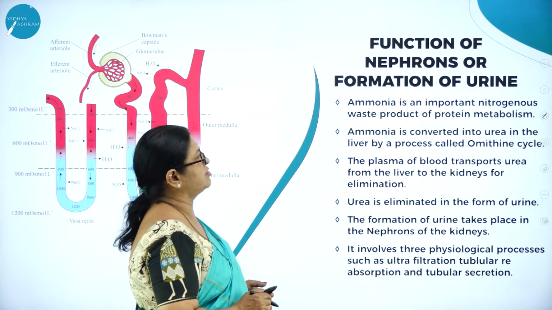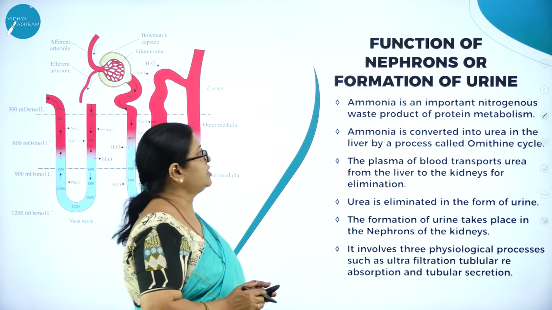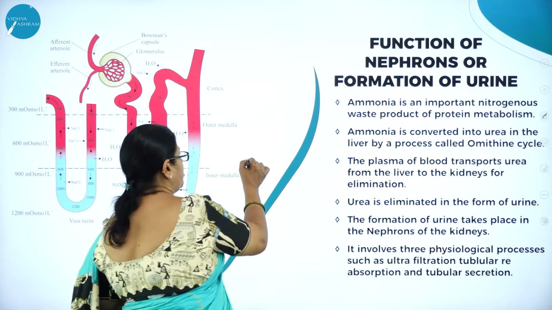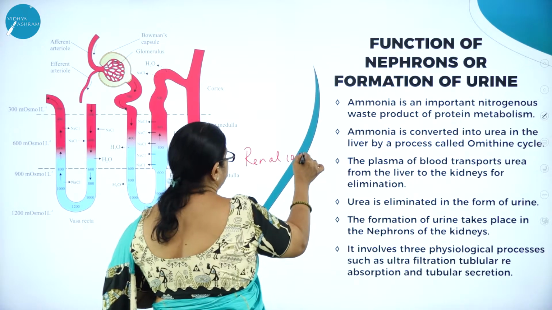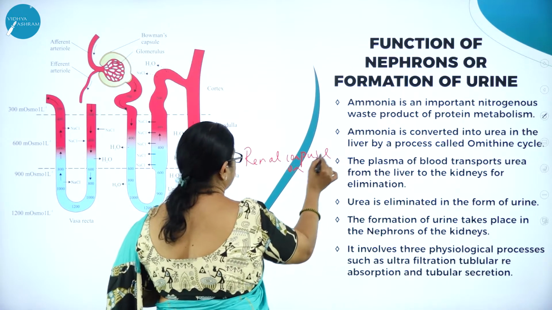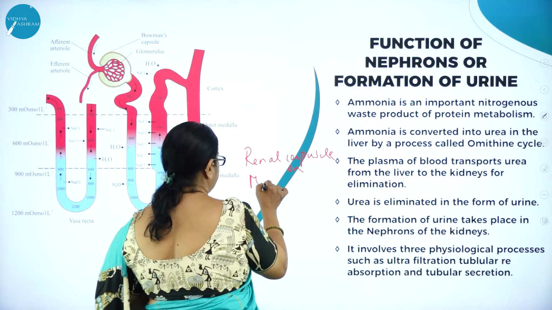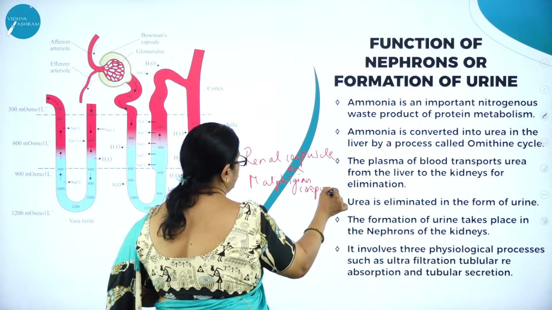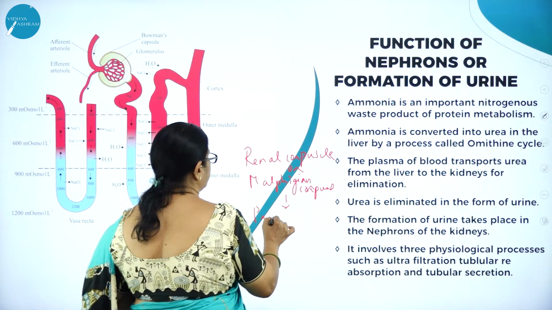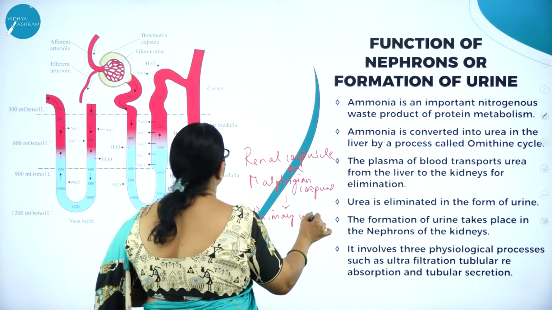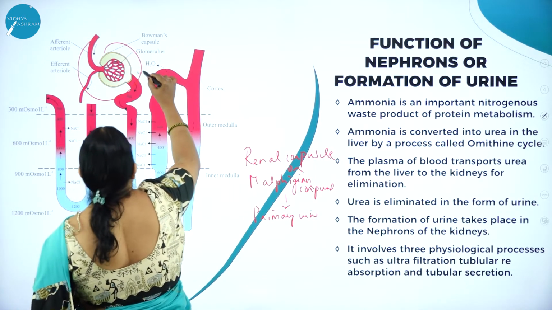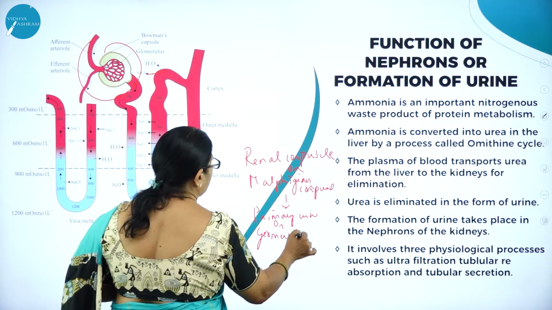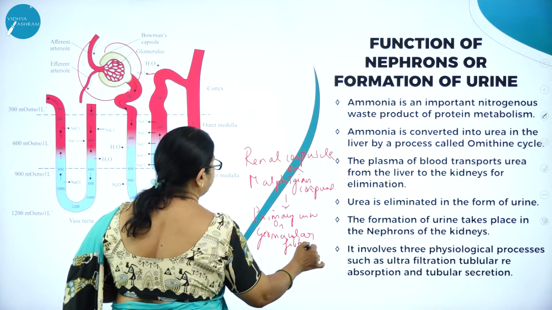Then function of nephrons or formation of urine. Here, I think all of us know when we come across the structure of renal corpuscle. So the renal corpuscle, or otherwise called Malpighian corpuscle, is very much involved in the process of formation of primary urine. So here you can see in this, the first urine is formed, which is called primary urine, or otherwise called glomerular filtrate.